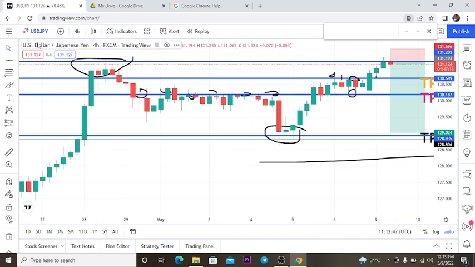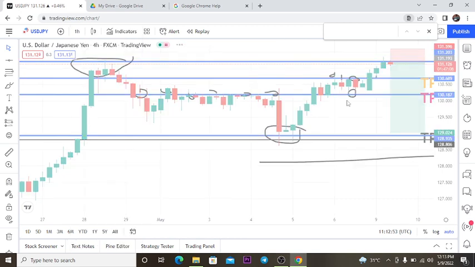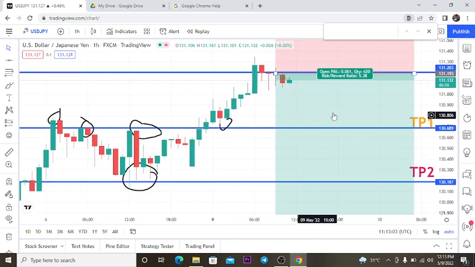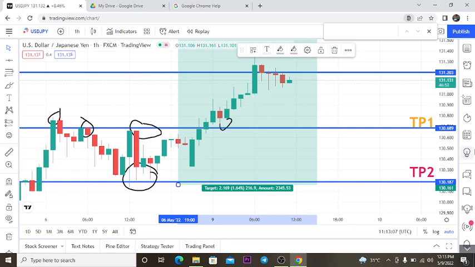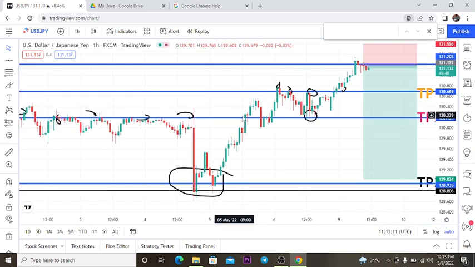Then I switched to the 1 hour time frame, and I discovered a candlestick pattern right there, which is a bearish candlestick pattern, the bearish inside bar, the Harami pattern right there. Then after that I entered my trade, and I've set my TP1, I've set my TP2, and also my TP3. I've set my TP3 down also.